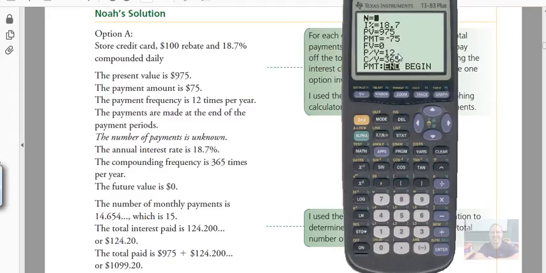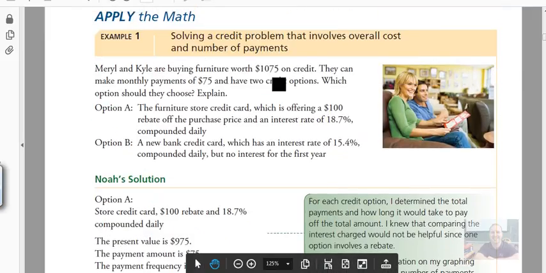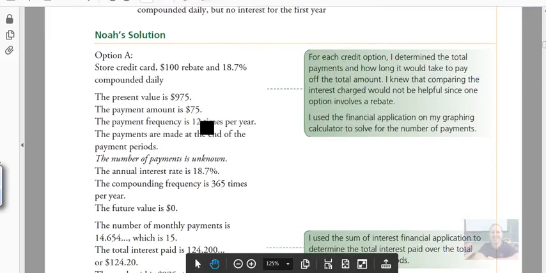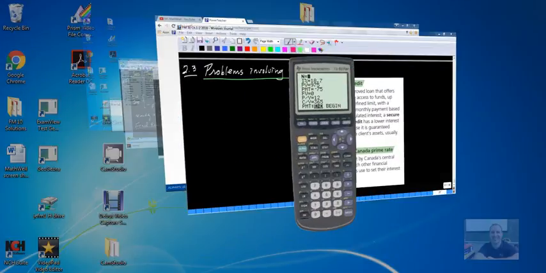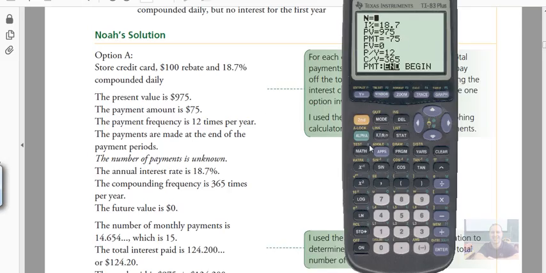Payments per year, that's 12, so it's 12 monthly payments, right? Yeah, and then, no, we took the 100 off the 1075. It's actually 1075 in the question. Right here, 1075. So we did take the 100 off to get 975. Okay? And so here you go, alpha solve.